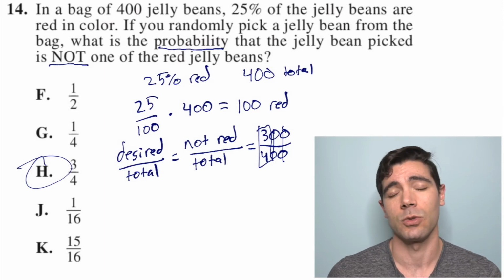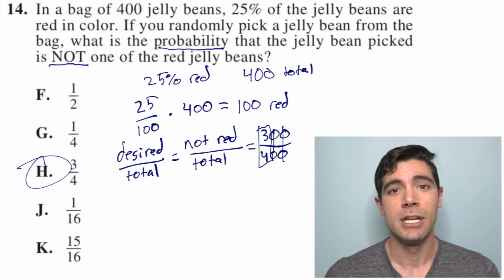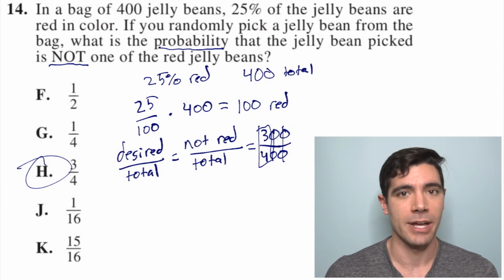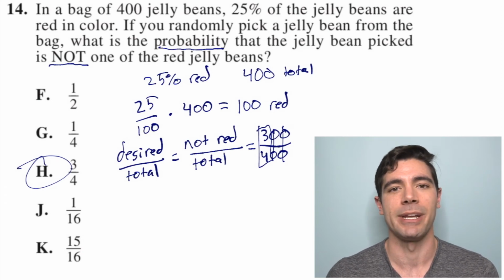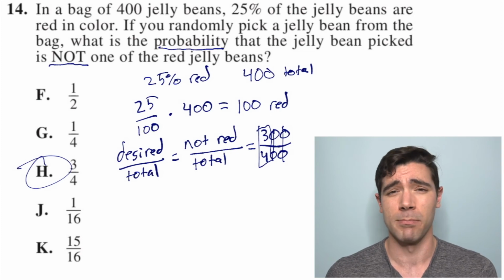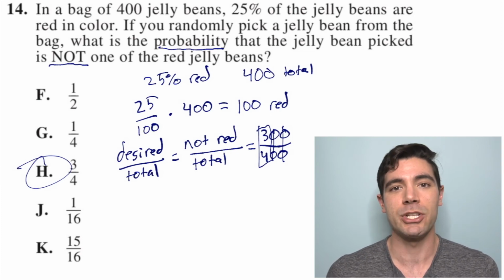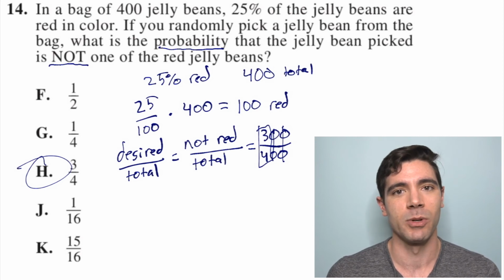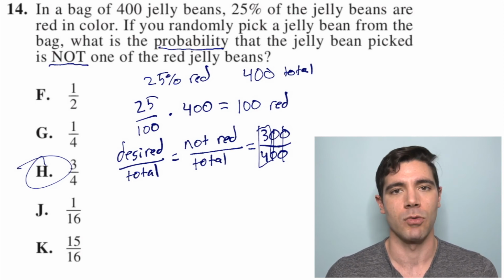In this case, they told us that 25% of the jelly beans were red, so we actually had to solve for how many red there were and then subtract that from the total to get how many not red there were. And remember, the most important word in the question was not. If we had just been solving for what is the probability of selecting a red jelly bean, then the answer would have been 1/4, but we would have been totally wrong.